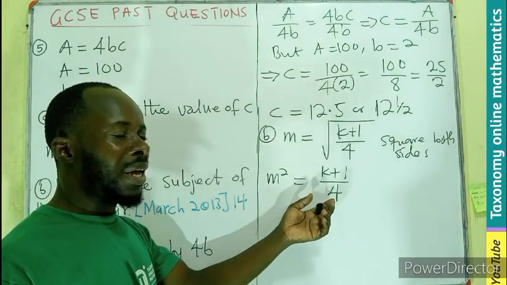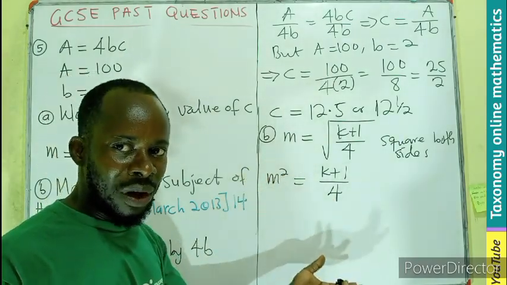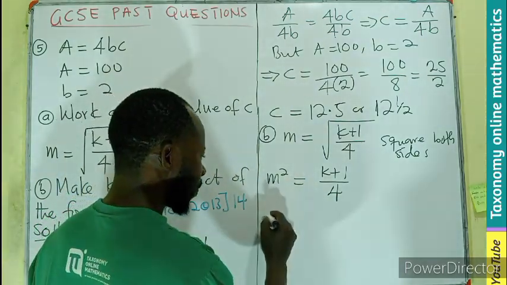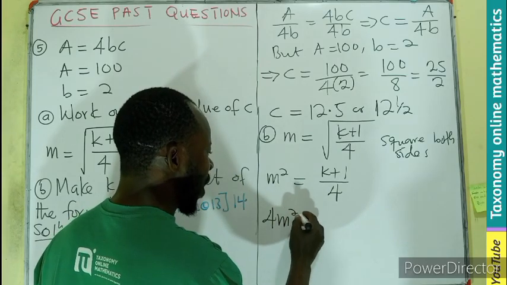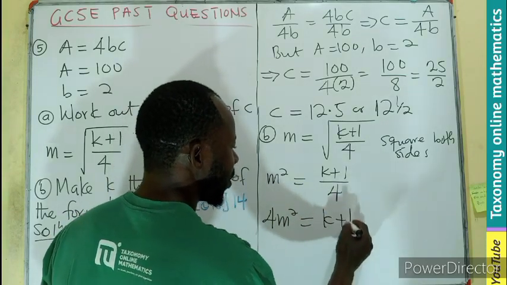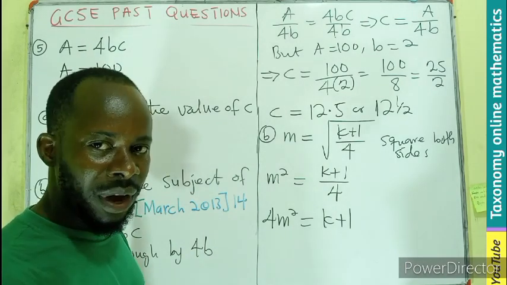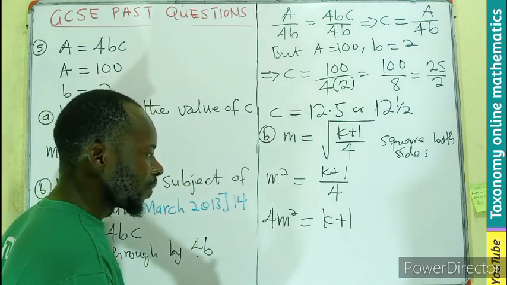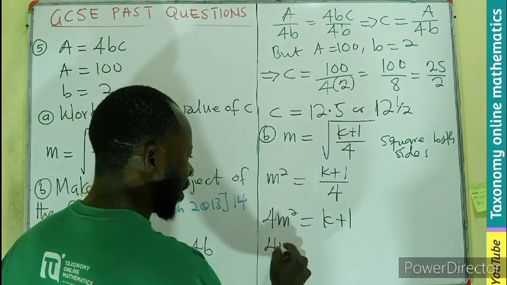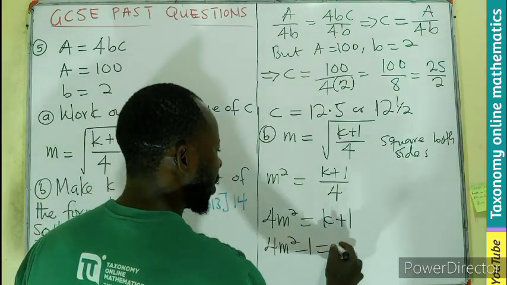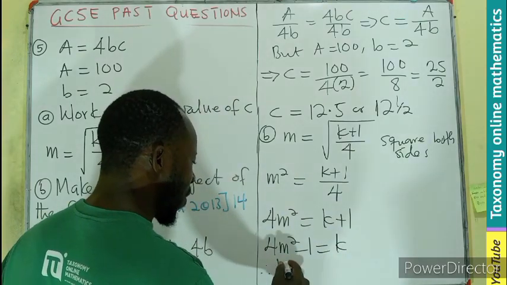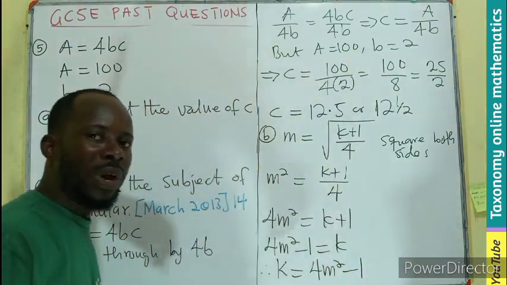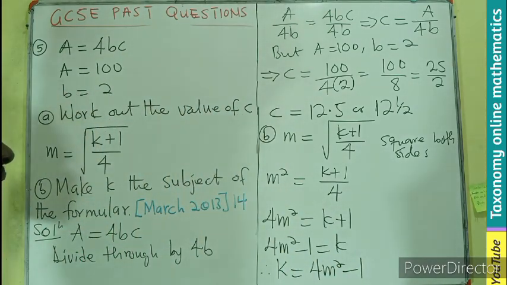Now I'm seeing a fraction which has a denominator of 4, meaning multiplying both sides by 4 will give you 4 times M squared equals K plus 1. But I'm looking for K, and K is having addition of 1. So I'll subtract 1 from both sides, meaning I'll have 4M squared minus 1 equals K. Therefore, K equals 4M squared minus 1 as the value of our K.